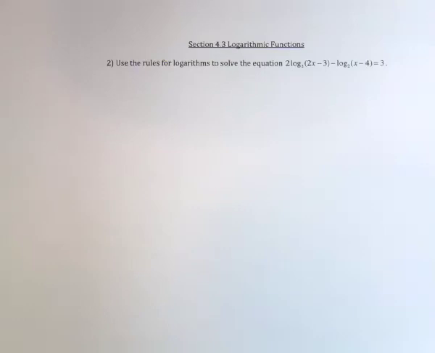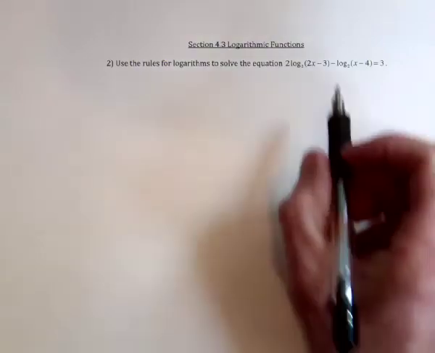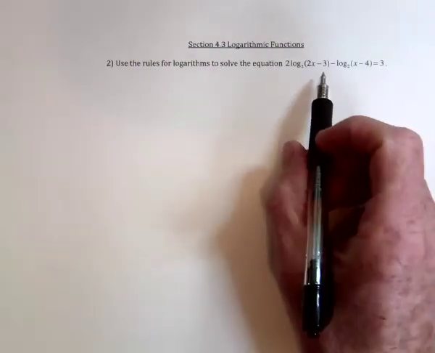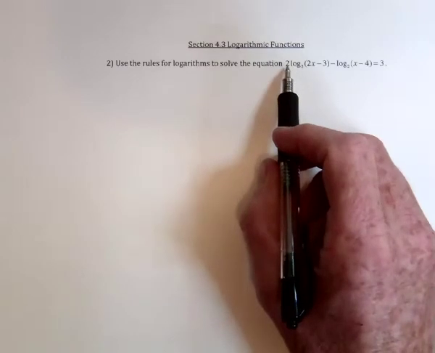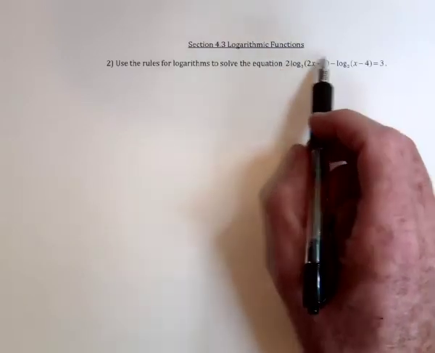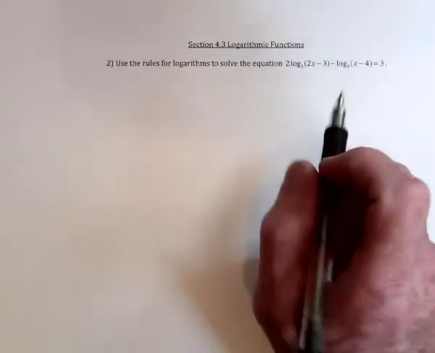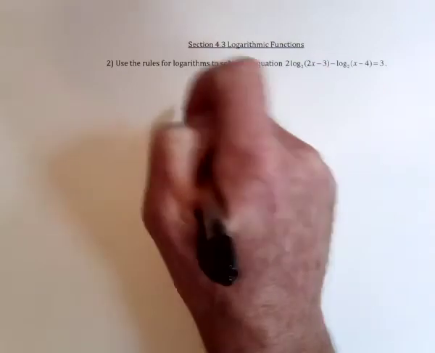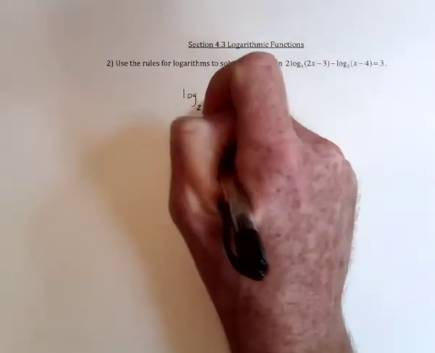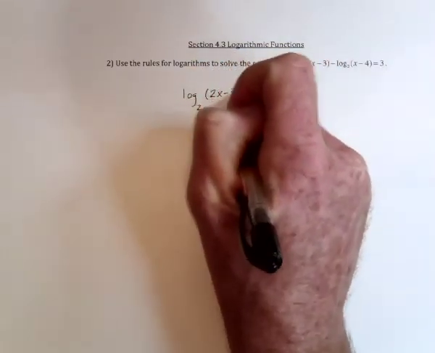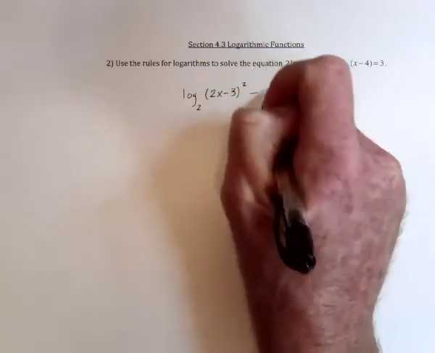So now we're going to use some of the rules for logarithms to solve this logarithmic equation. One of the rules says that if you have a constant that's multiplying, then you can move that up here to be the exponent. So it's going to be log base 2, and then the 2x minus 3 is now squared.